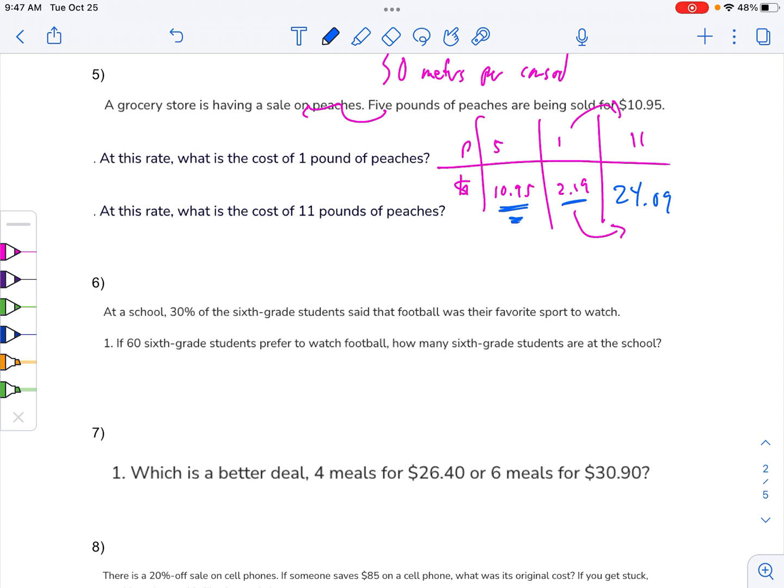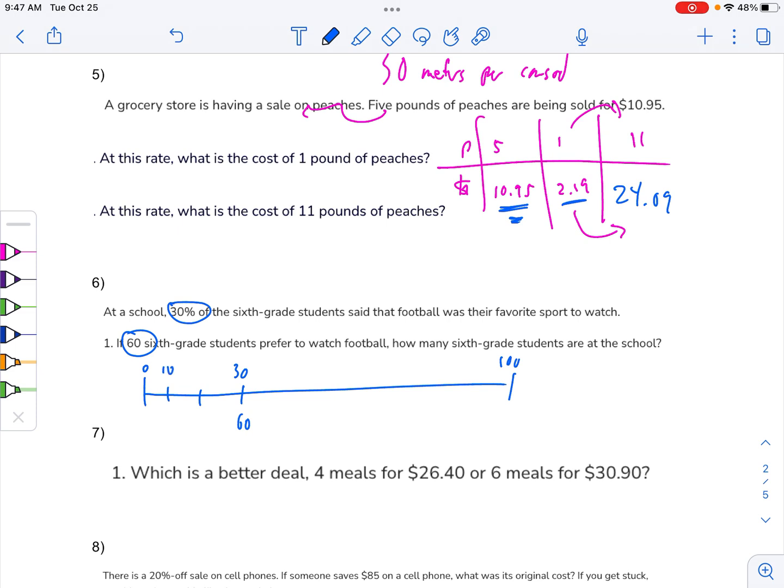All right. Ooh, percents. At school, 30% of the 6th grade students said that football was their favorite sport to watch. Okay, so at 30%, we have 60 students. So I'm going to number line this thing just to see a little better. So if this is 100%, that's 100%, and this is 0. I know that at 30%, I have 60 students.